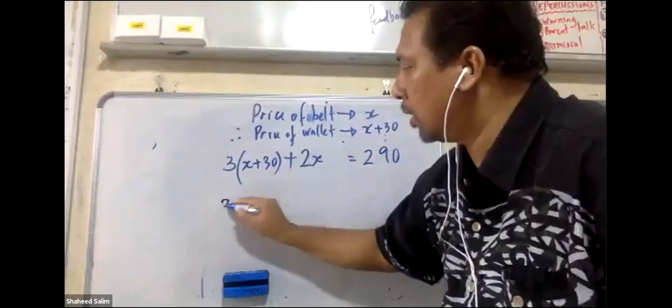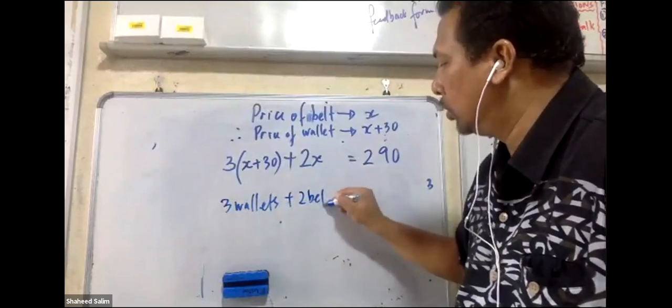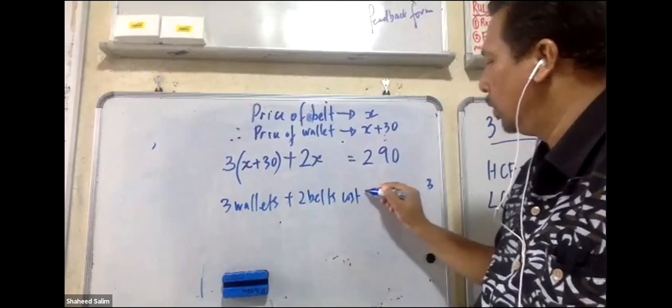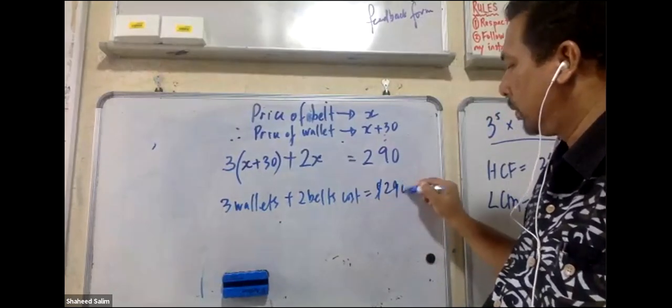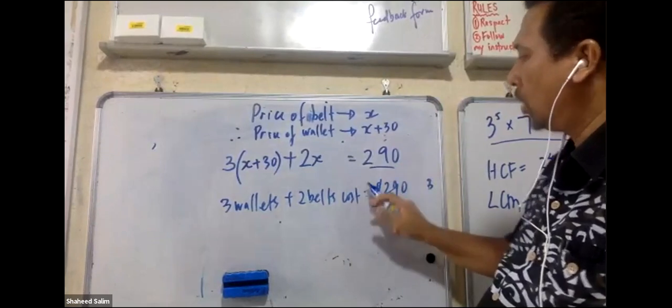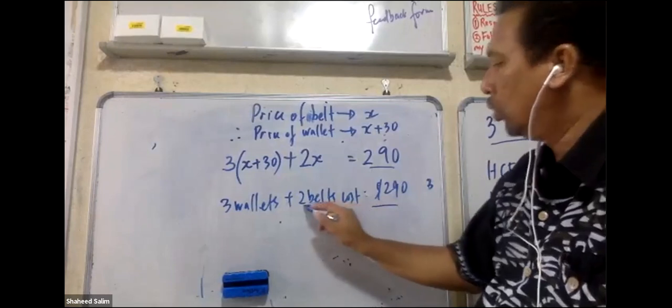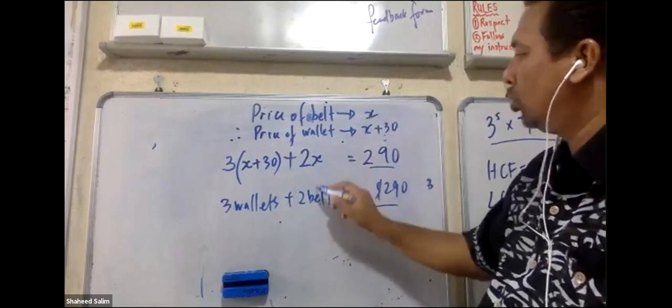3 belts, they say 3 wallets plus 2 belts cost $290. So I put 290 here. Cost, I change it to equal because the price is equal. 2 belts: 1 belt is X, 2 belts is 2X.